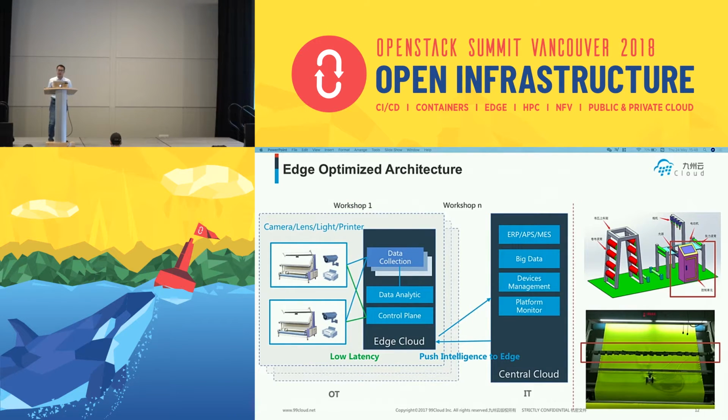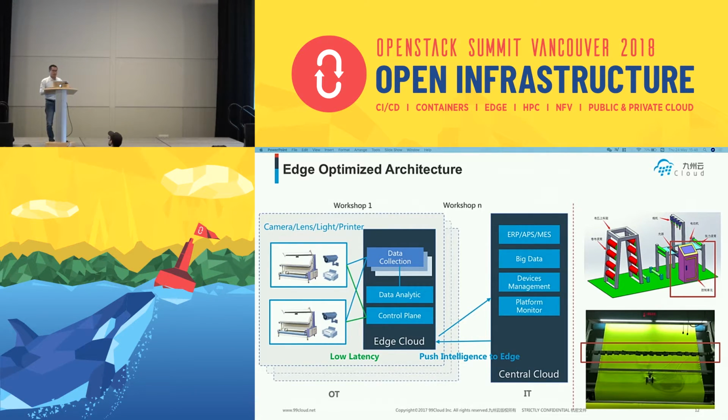So we can optimize this architecture with an edge computing mindset. This picture shows we are adding a camera to the machine to capture all the images, and we're also adding another control machine, which is responsible for the edge cloud, beside the machine. We are putting a data analysis and feature extraction module beside the machine, and it can also control the camera, the lens, the light, and the printer beside the machine.